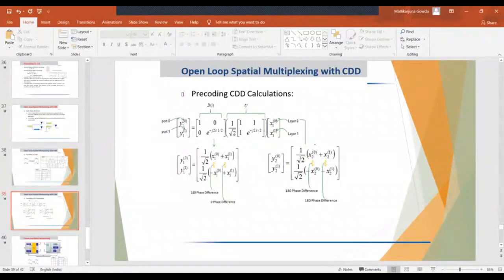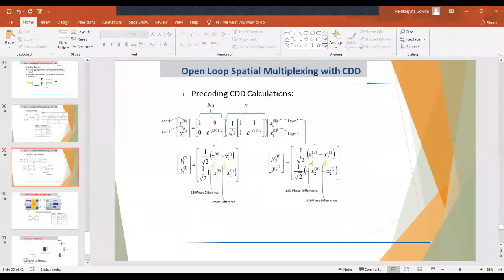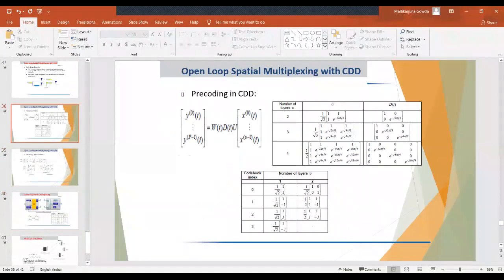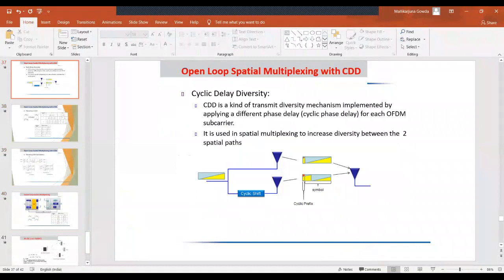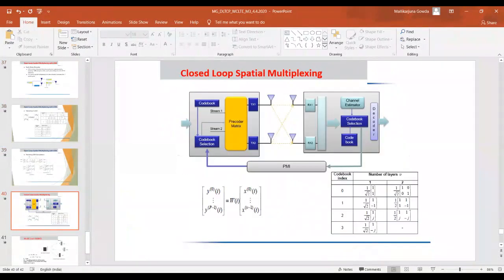So this is for one stream and this is for another stream, what I can see. So this is about open loop spatial multiplexing with CDD. What is cyclic delay diversity, right? So next one is the closed loop spatial multiplexing.